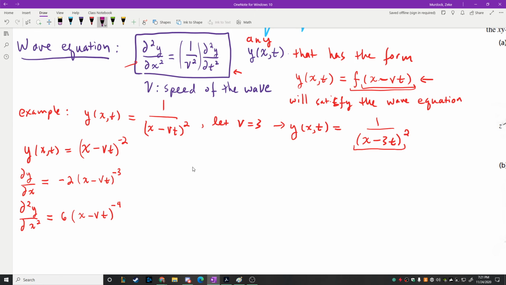Right alongside this, let's do del y del t. The right-hand side says to take the second derivative. So for this one, we get the same thing. You bring the negative 2 down in front, you have x minus vt, and the power becomes negative 3. But now we need to multiply by the derivative of the inside, which, with respect to t, is negative v. So we actually get 2v multiplied by x minus vt to the negative 3. Does that look right?